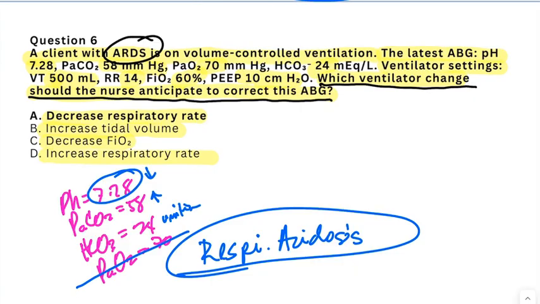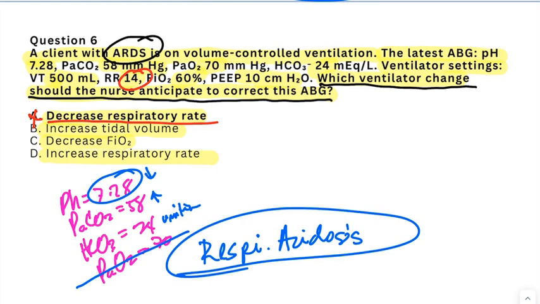So choice letter A says decrease the respiratory rate. Well, that would not be a good answer. If you decrease the respiratory rate, which is currently at 14, guess what happens to your PaCO2? It's going to go up. So we're already having problems with respiratory acidosis. So letter A is an incorrect answer.